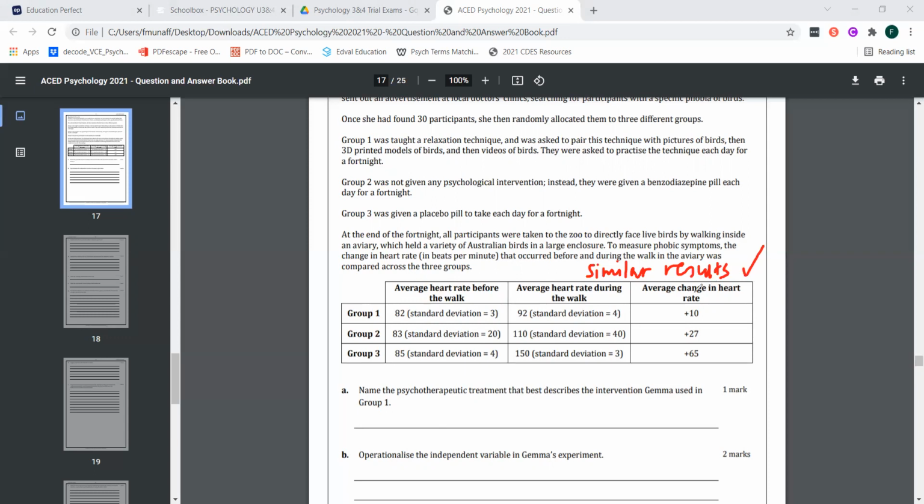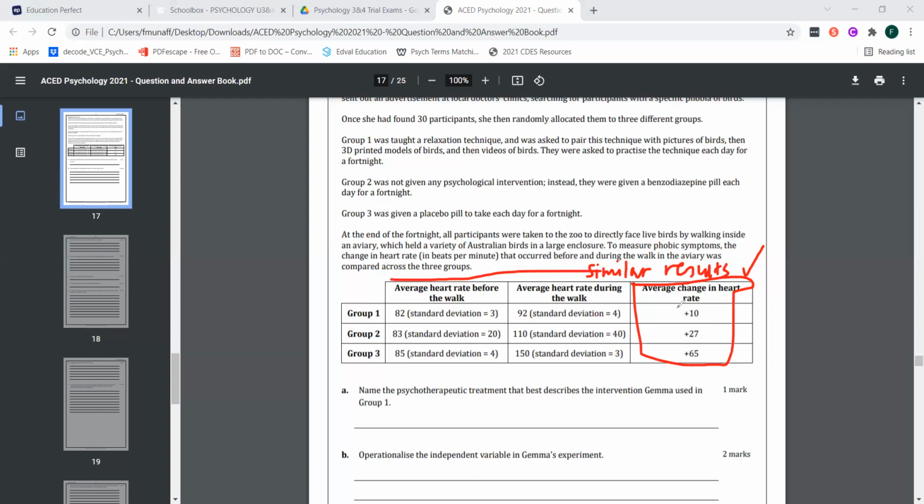That if we do a study again, we get more or less similar results to the first time that we did that study. So we need more information here to be able to determine whether her results are reliable, but we have enough information from the scenario to determine whether her results are valid, because we've been given the specific measurements of how Gemma measured the change in phobic symptoms.